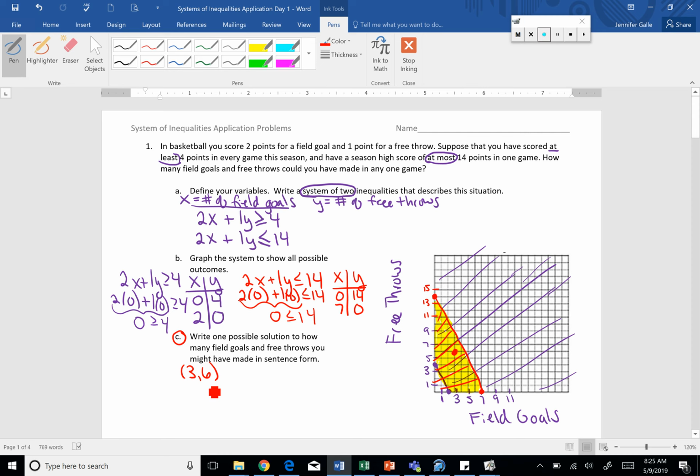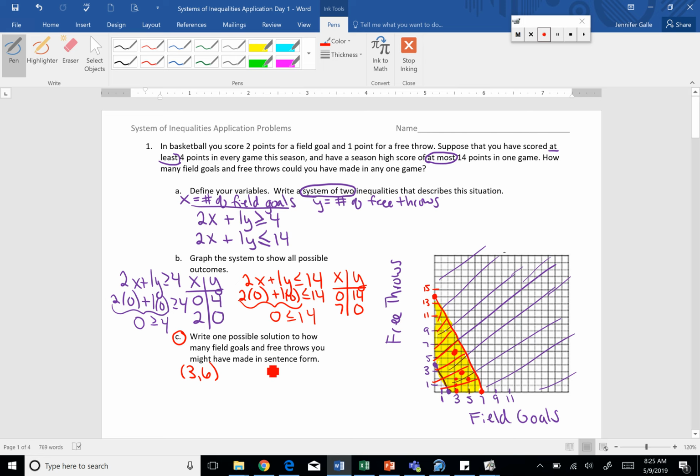You could pick any ordered pair you want in there at all. I mean, we could pick 3, 0. We could pick 3, 1, 3, 2. We could pick 4, 3. We could pick 5, 2. We can pick any ordered pair in that yellow. I'm not picking any one for any special reason. You just have to pick one, and there's a lot to pick.